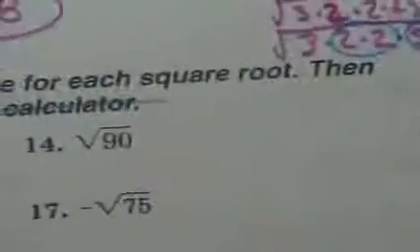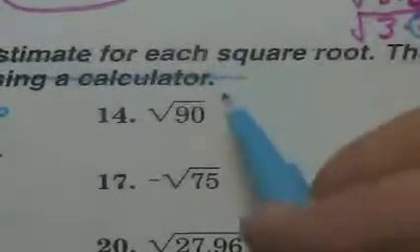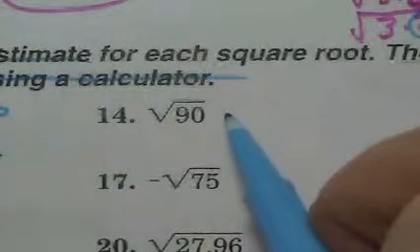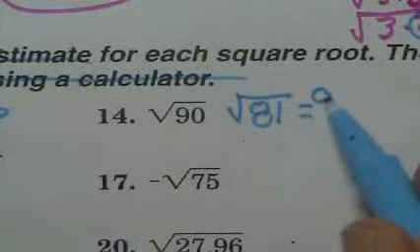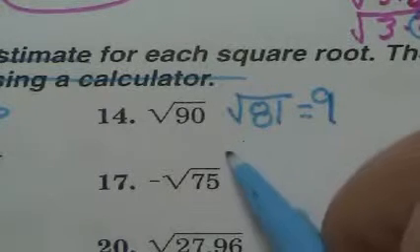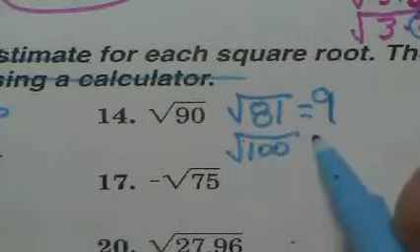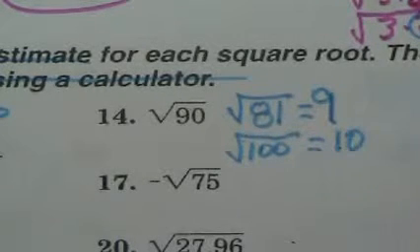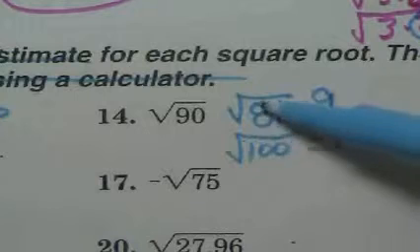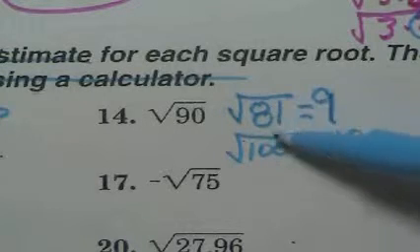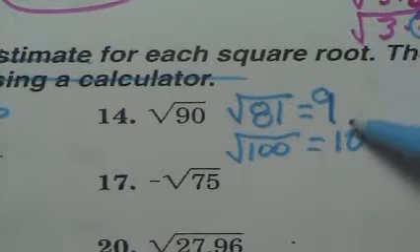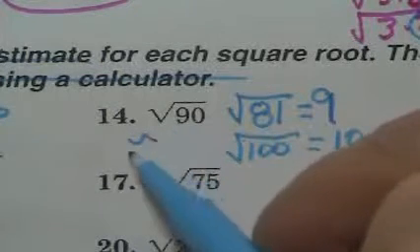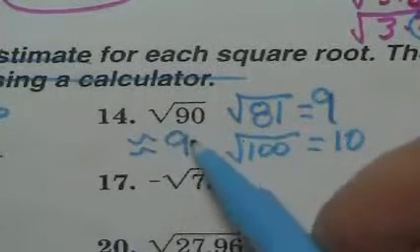Let's go to number 14. 90. Well, we know that square root 81 is 9 times 9. 10 times 10 is 100. Square root of 100 is 10. So what is 90 closest to? Is it closest to 81 or is it closest to 100? It's closest to 81. So that means this number right here is approximately 9.